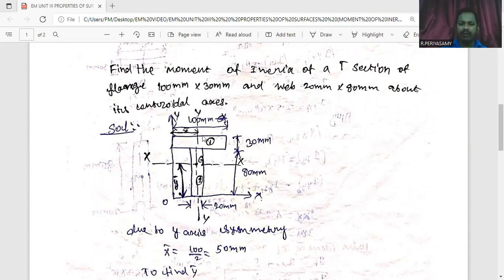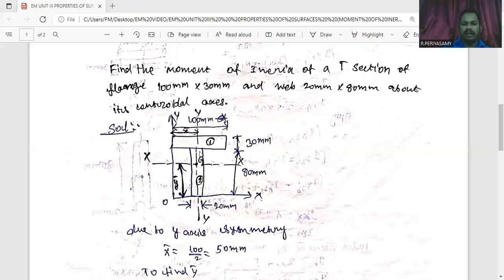This is the given T section. In a T section, this component is called the flange, so the flange is denoted as the first component. This portion is called the web. This is the second component. The flange's horizontal distance is 100 mm. Its height is 30 mm. The second component's height is 80 mm, and its breadth, the horizontal distance, is 20 mm.